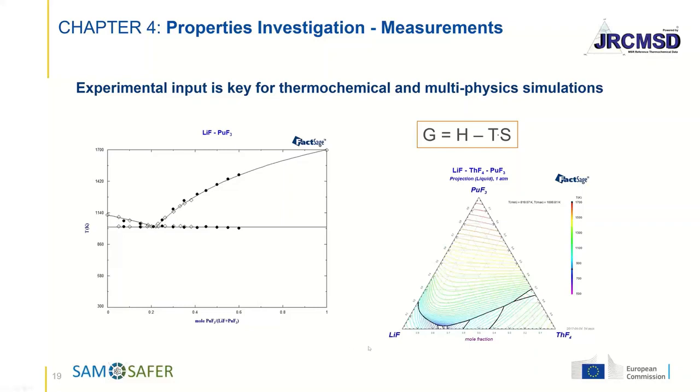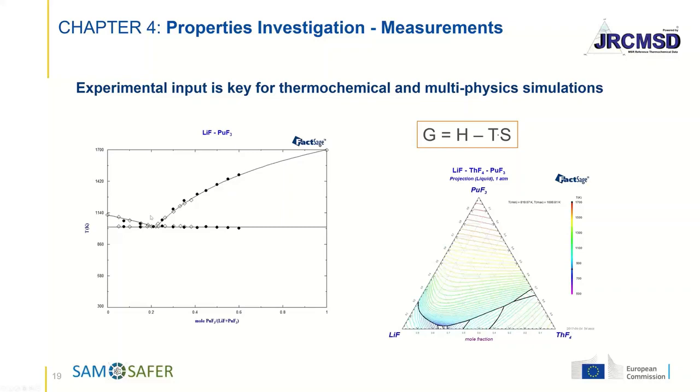So what we are looking at is a simple pseudo-binary system between lithium fluoride and plutonium trifluoride. This has been modeled in the past. It's one of the phase diagrams in the nuclear thermochemical database. You see it's a simple eutectic system with the eutectic somewhere around 21 or 22% of plutonium trifluoride in molar composition. And the link between the experiment and the model is highlighted here.